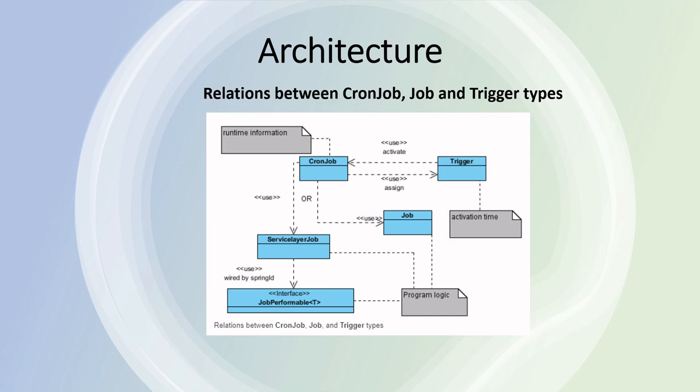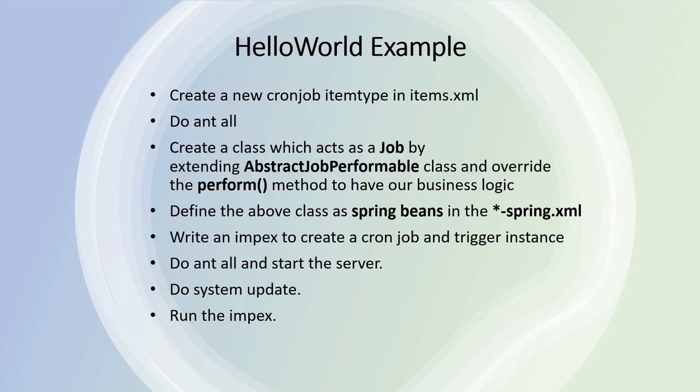Which means, like here we are saying, the trigger is associated with the cron job, and the cron job is associated with the job. That is why the trigger is indirectly associated with the job. Now we will see how we can create a simple hello world example. We'll create a cron job which will print hello world. In order to do that, we have to follow these steps.